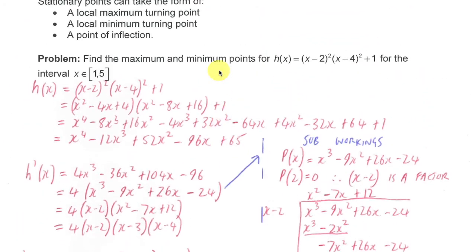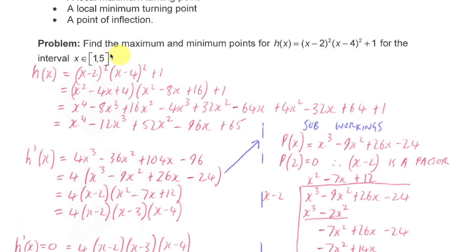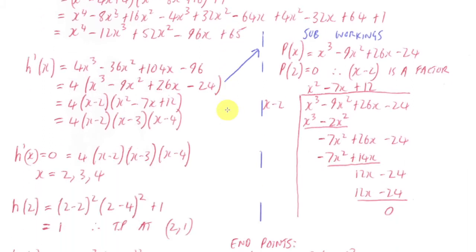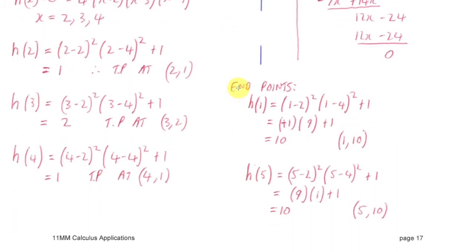Notice that with our h of x function, it's only being given a domain between 1 and 5, including the 1 and including the 5 with the square brackets. So we're interested in our endpoints. h of 1 is 10, so (1, 10), and h of 5 is also 10, so (5, 10). So with this, we have all the information that we need to do a sketch.